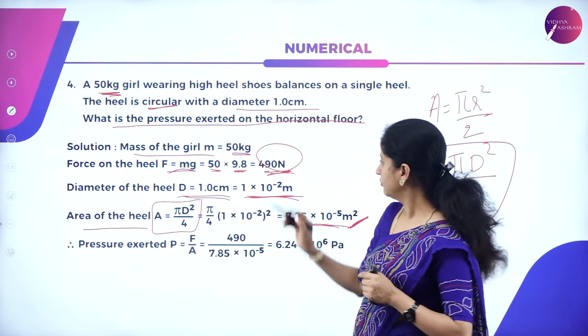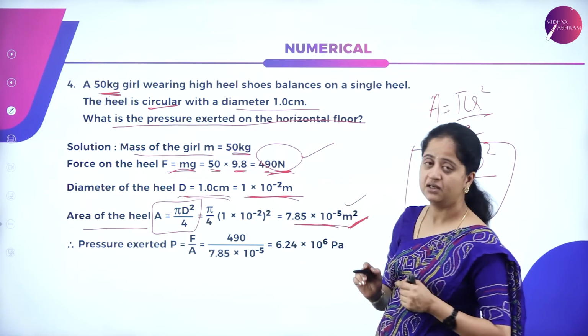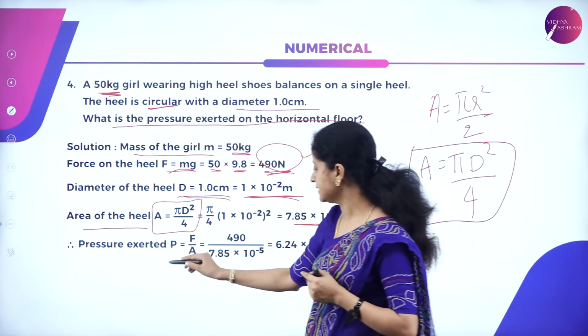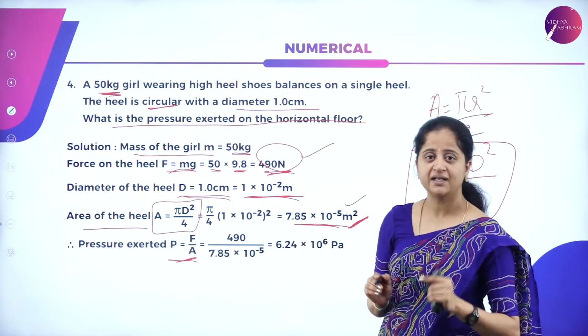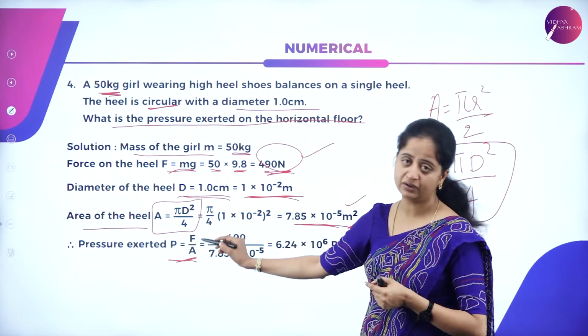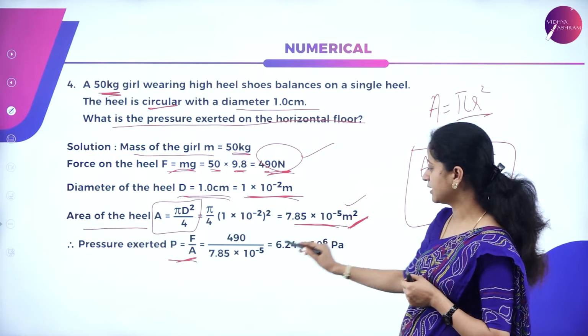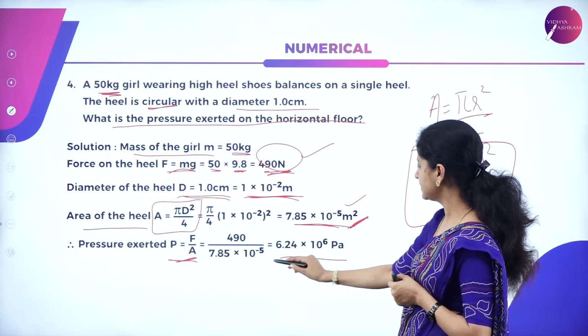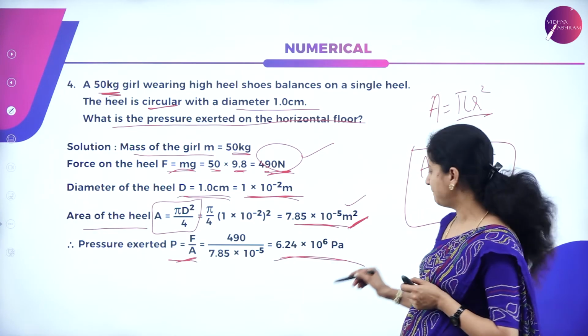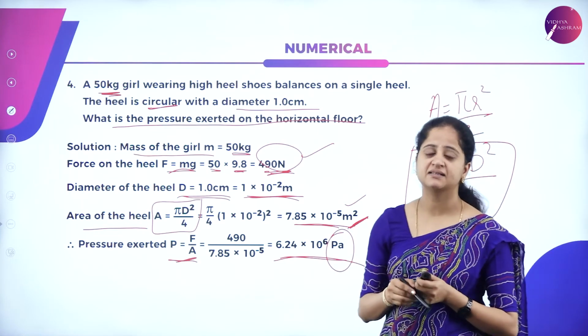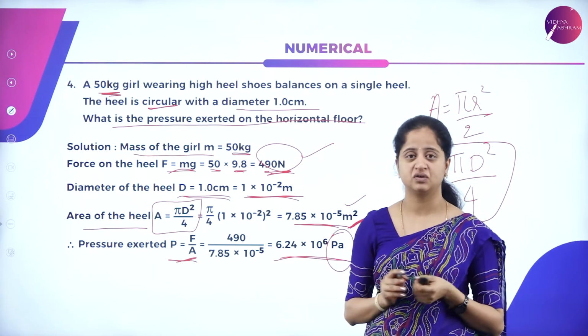Now we have force, we have area. So force divided by area gives us pressure. Our task is to find the pressure exerted, that is P is equal to F divided by A. F is 490, A is 7.85 into 10 power minus 5, and we will get 6.24 into 10 power 6 Pascal, which is the pressure exerted by the heel on the horizontal floor.